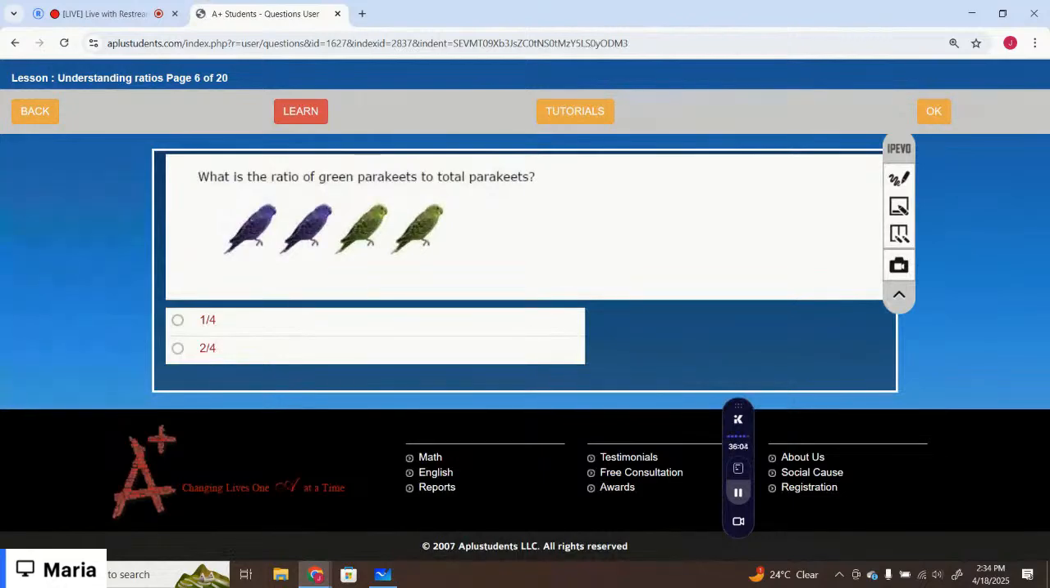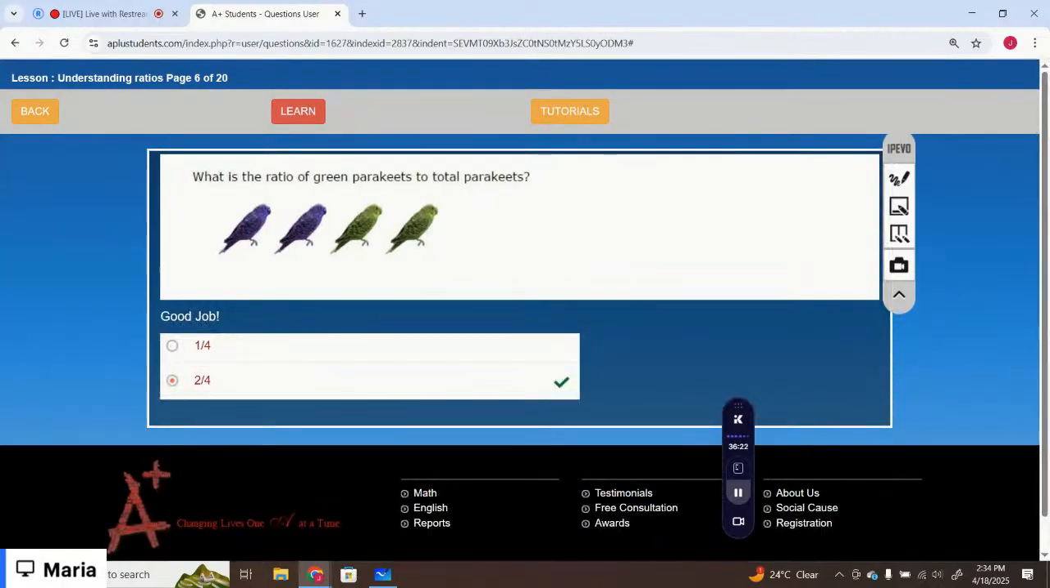What is the ratio of green parakeets to total parakeets? That is 2 to 4. Two green parakeets and total parakeets are four, so that is 2 to 4.